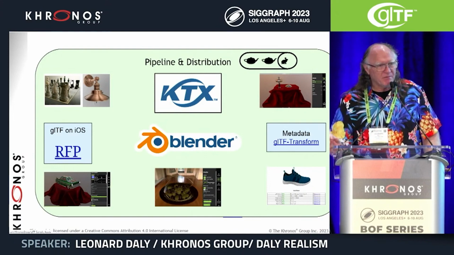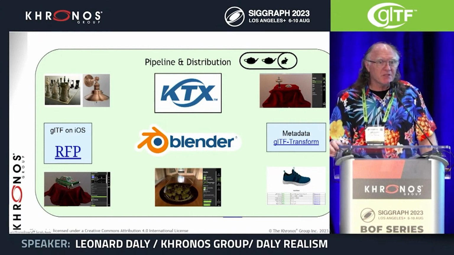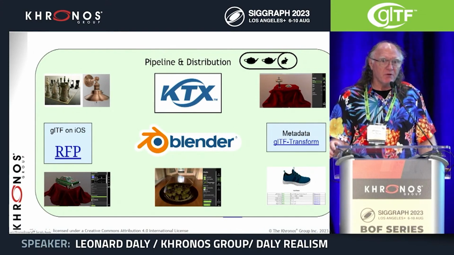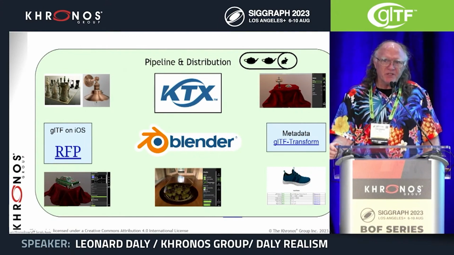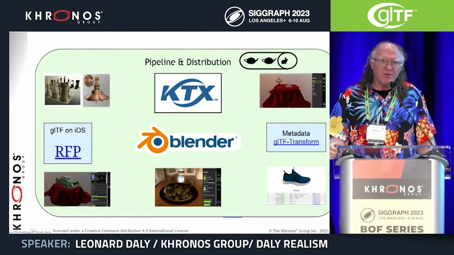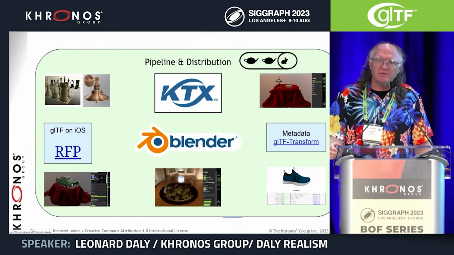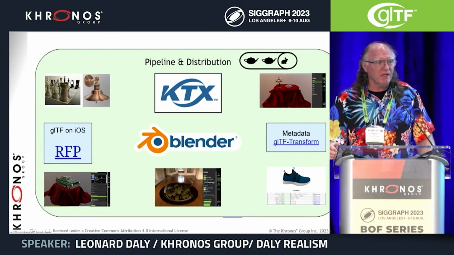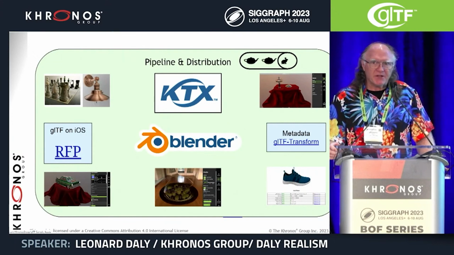A big item that we were talking about this week is Khronos has released an RFP for glTF on iOS. This is to support the display of glTF models on iOS using both virtual mode, in other words, straight on the screen, and also in augmented mode where you use the device's camera. So the RFP is available. It's a public RFP. It's a relatively small project. We're looking for lots of submissions on that RFP. The deadline for submission is later this month.